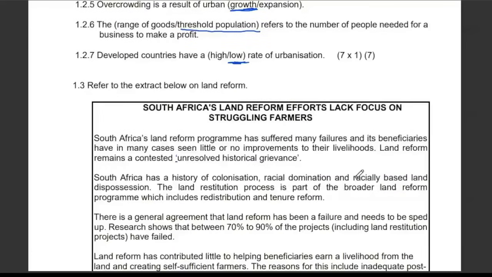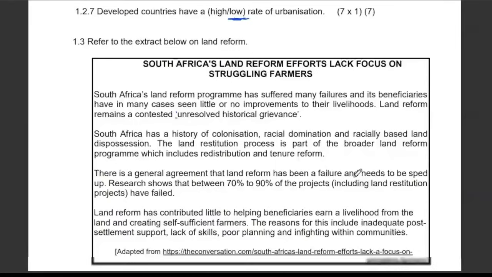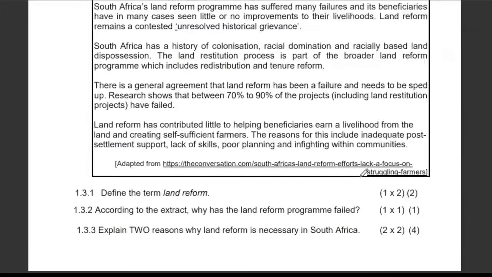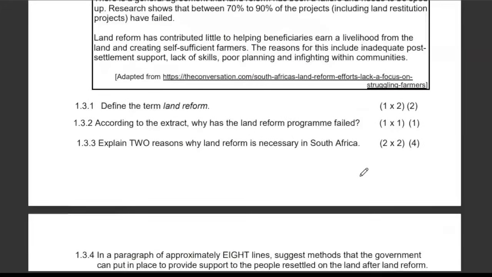That takes us to the end of question number 1.2. We move on to the next question, 1.3. Refer to the extract below on land reform. We are not going to go through the extract, but we are going to go through the questions. Define the term land reform. Right. When you are looking at land reform as a concept, we want to give a definition of land reform.